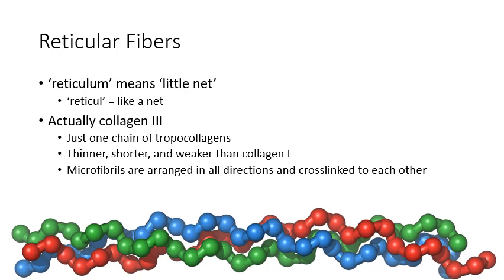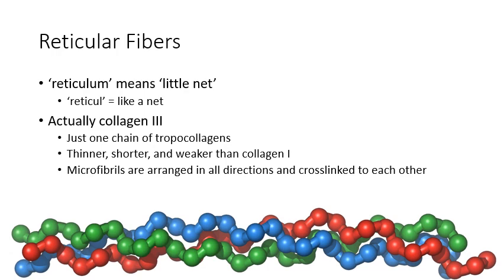Unlike collagen 1, which has a lot of tropocollagens wound together to make microfibrils, microfibrils wound together to make fibrils, fibrils wound together to finally make fibers, in reticular fibers you just have one chain of tropocollagens, so it's way thinner and shorter and weaker than collagen 1. It does not really provide strength to the tissue. It's not strong at all.